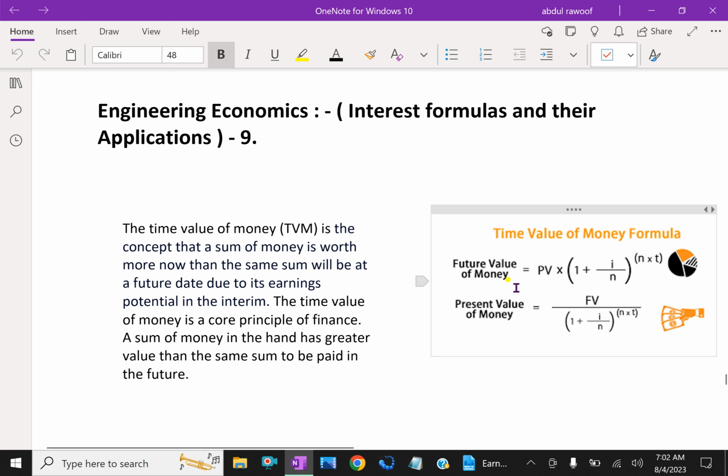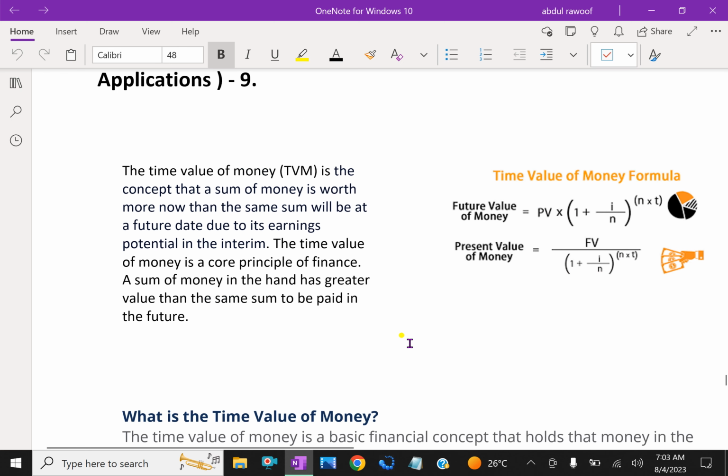The time value of money formula is TVM equals present value PV times (1 plus i over n) to the power n times t. The present value equals future value divided by this expression, that is (1 plus i over n) to the power n times t. Now we'll explain in further detail.